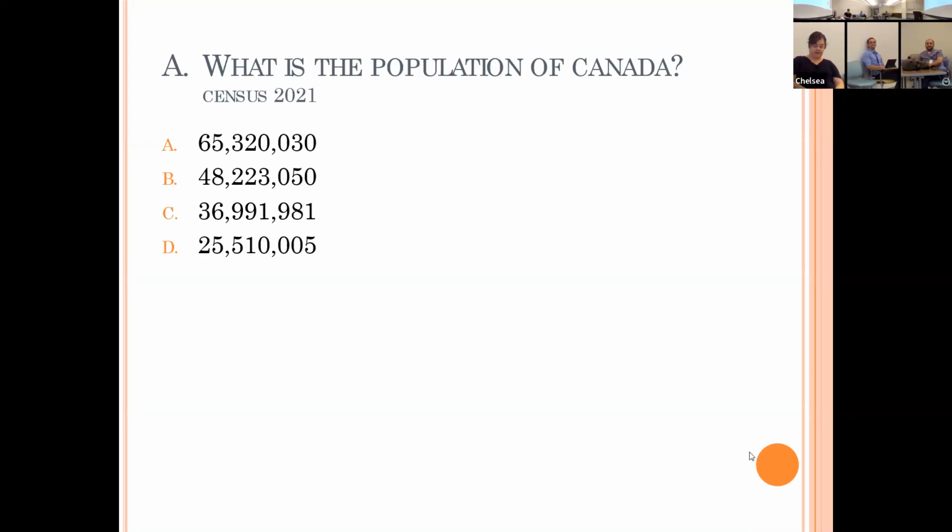The population of Canada is about 36, almost 37 million, which I think for those of you who come from larger centers probably have bigger populations than that in a substantially smaller area. That is the population of Canada from 2021.